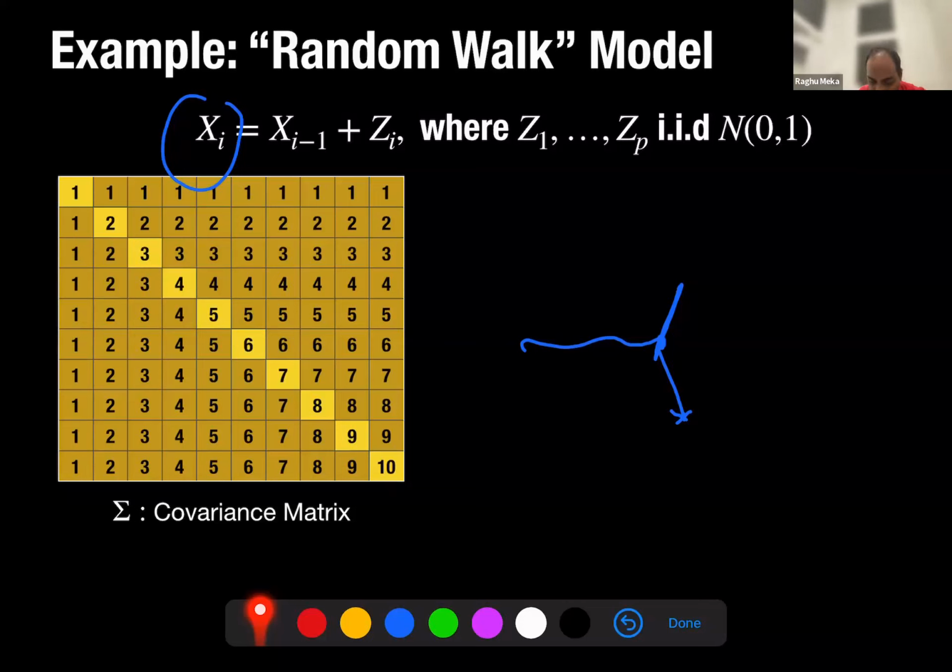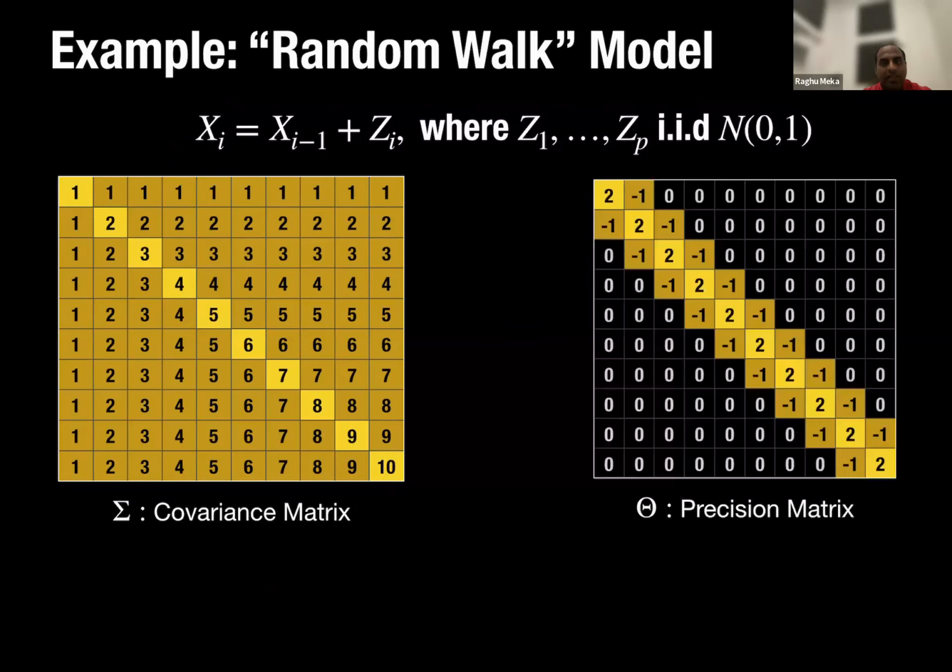So all of this seems nice, there's a nice distribution and so on, but what is the inverse of this matrix? What is the precision matrix of the covariance matrix? From the first time you look at the covariance matrix, it doesn't look like the precision matrix should be nice. But if you do compute it, you will notice that the precision matrix is actually very, very nice and structured. In particular, the precision matrix for the random walk model corresponds to this matrix.